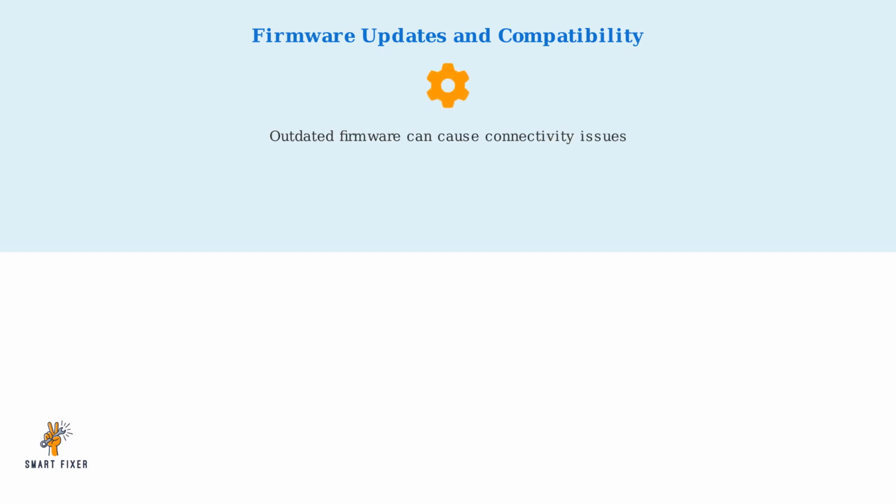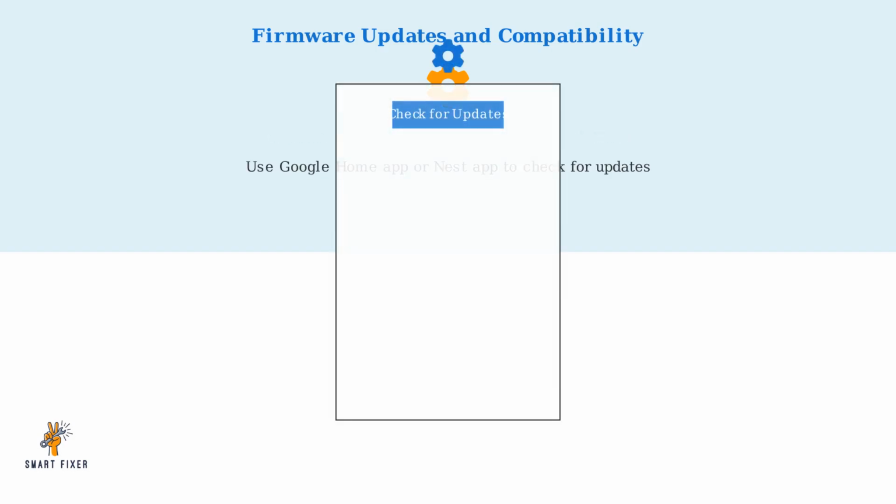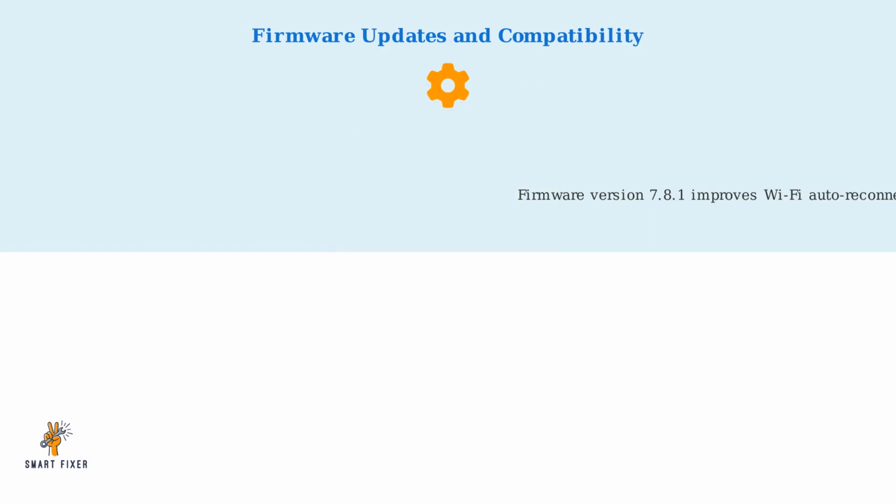Firmware updates are crucial for maintaining your Nest Cam's performance. Outdated firmware can lead to connectivity issues that trigger network errors. To ensure your camera is up to date, open the Google Home app or Nest app on your device. Navigate to your camera's settings and look for the option to check for updates. The app will scan and install any available firmware updates. Google has released important updates, such as version 7.8.1, which enhances Wi-Fi auto-reconnection protocols and improves error diagnostics. These firmware updates have proven effective, resolving approximately 12% of network errors reported by users.